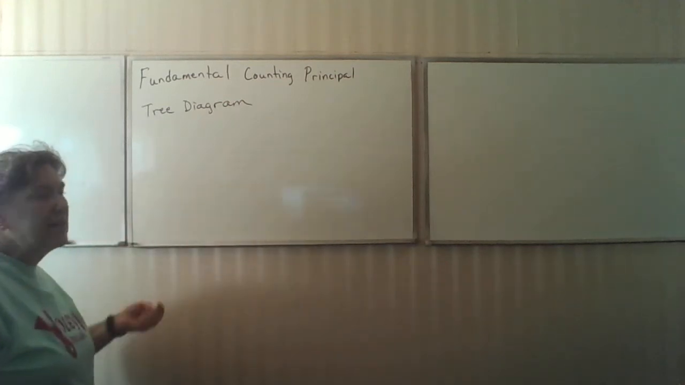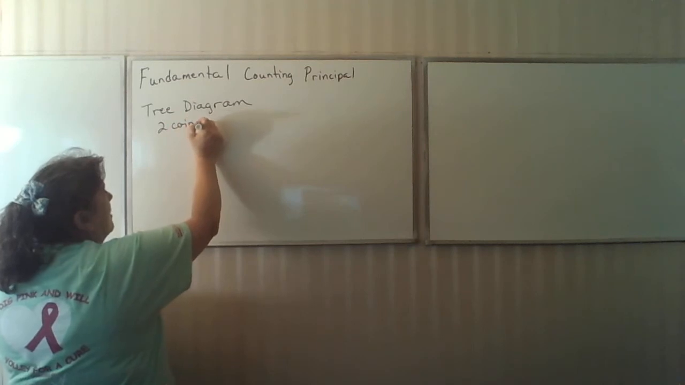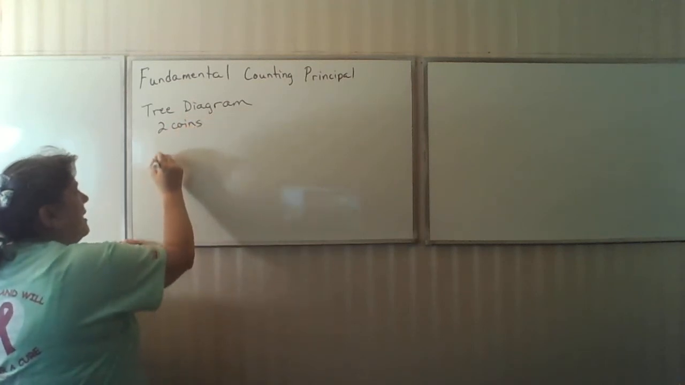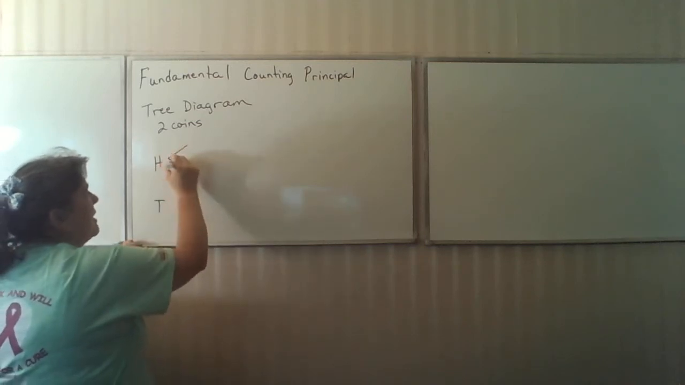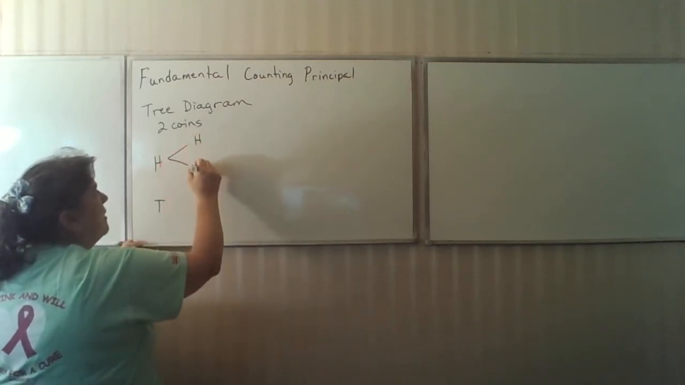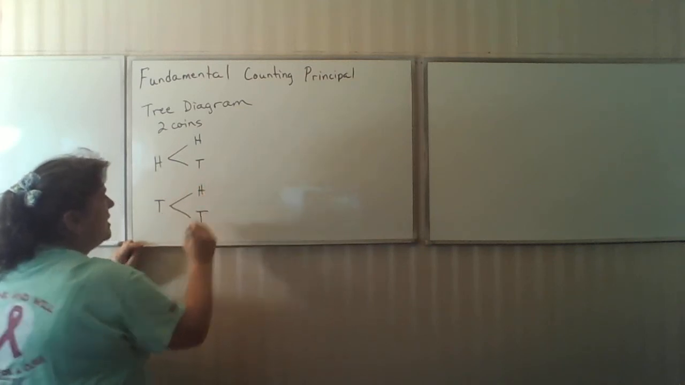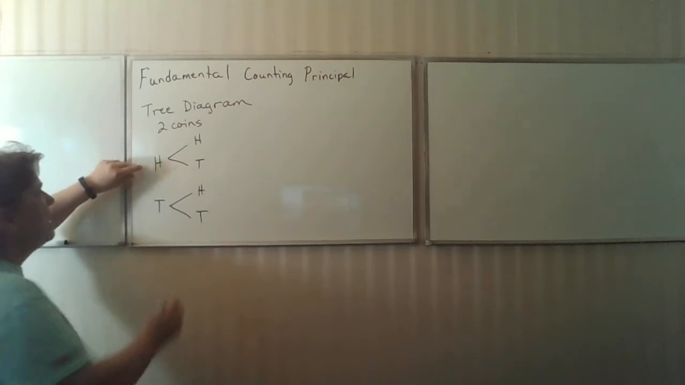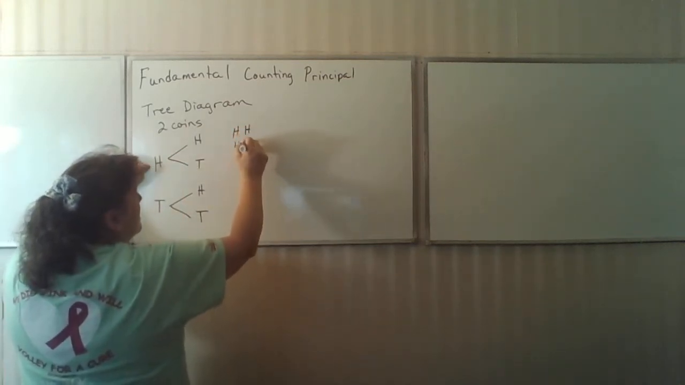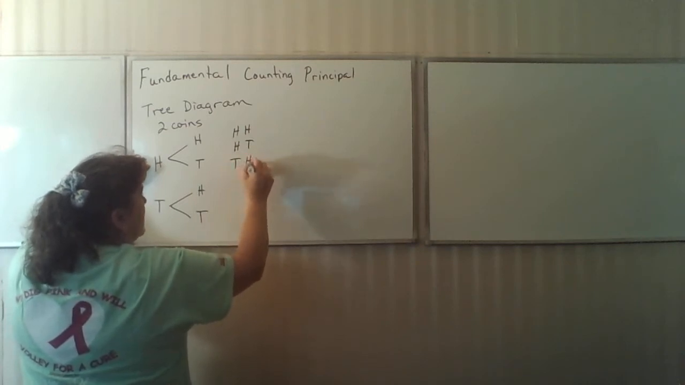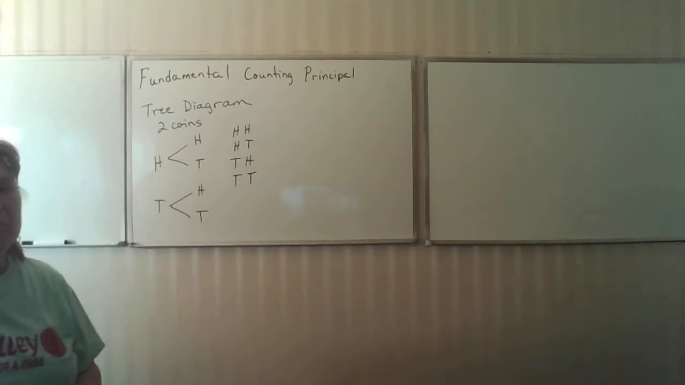For example, if I'm flipping two coins, a tree diagram is easy because my first coin can be heads or my coin can be tails. My second coin can be heads or tails, and the same thing here, my second coin can be heads or tails. So this gives me a sample set of heads, heads, heads, tails, tails, heads, and tails, tails. That's not hard to do with that many.